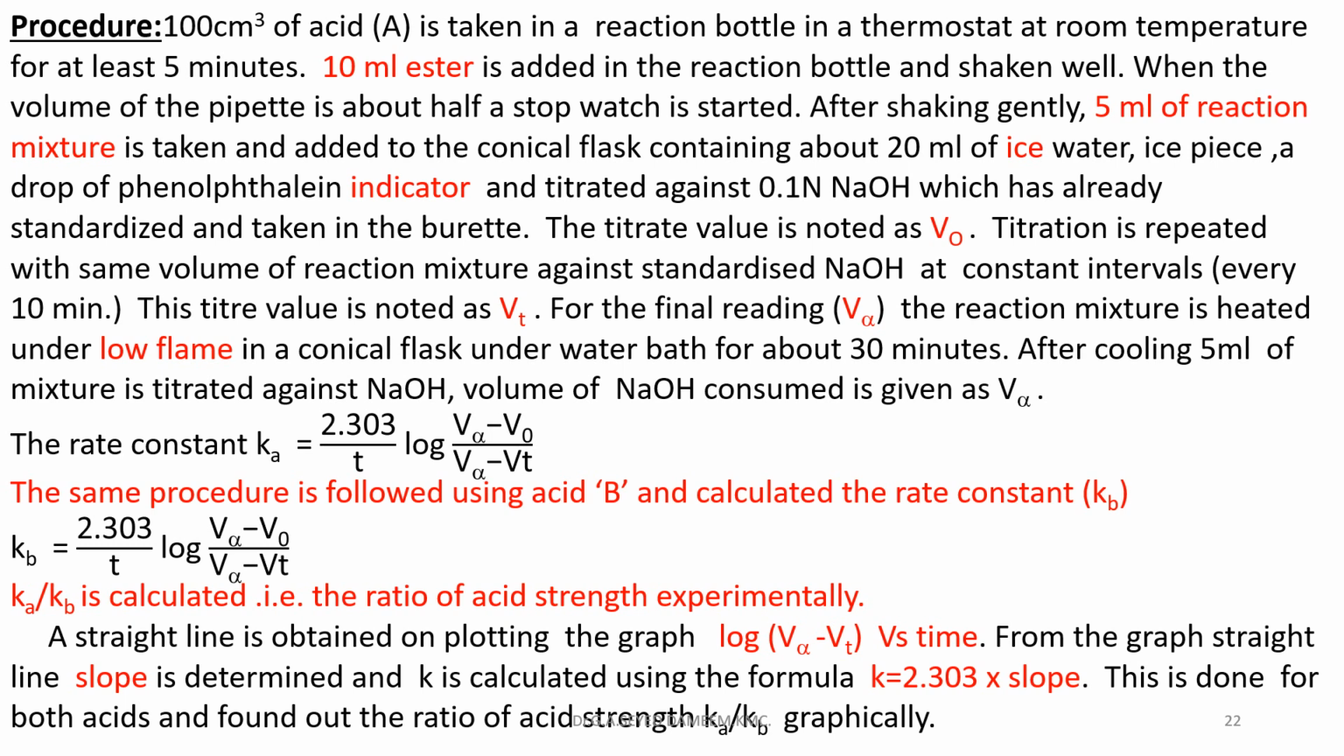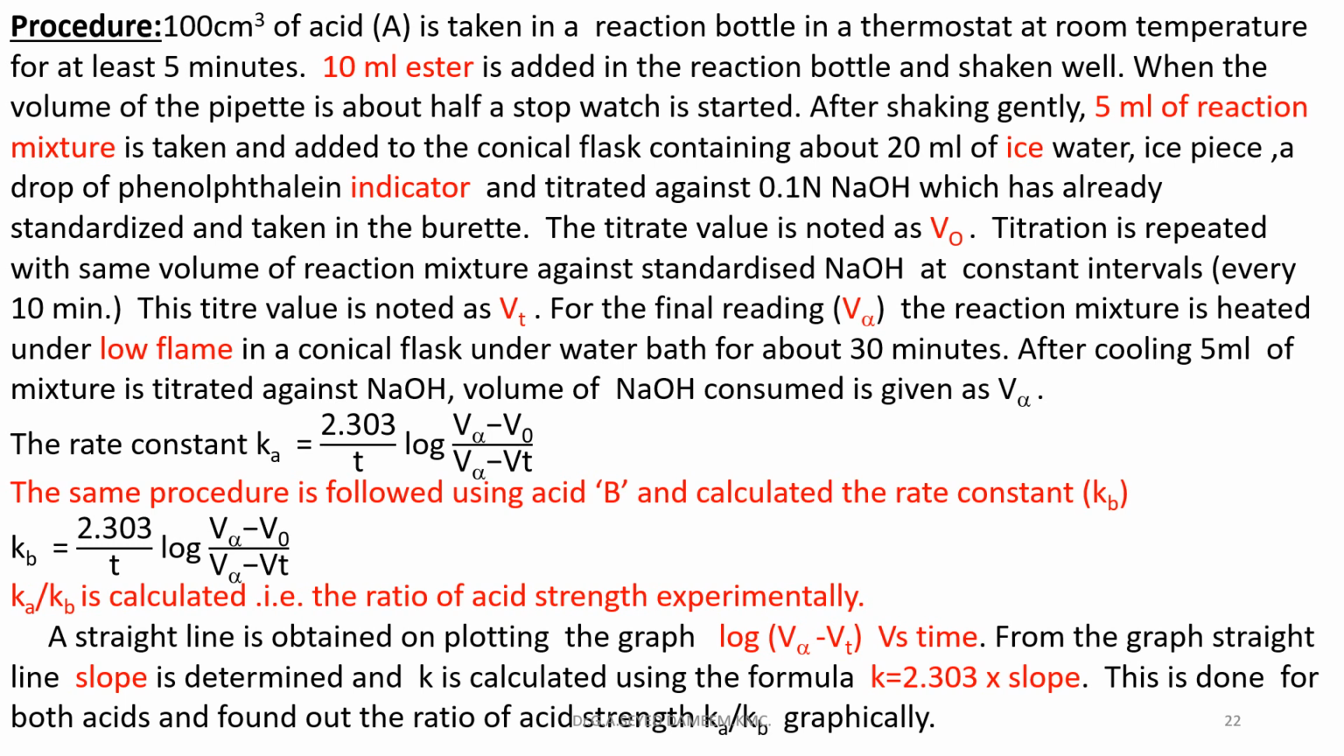After taking 6 readings of Vt, the reaction mixture is heated in a water bath on a low flame for about 30 minutes. After heating, the reaction mixture is cooled, and 5 ml of it is titrated against sodium hydroxide using phenolphthalein indicator. This value is noted as V infinity.